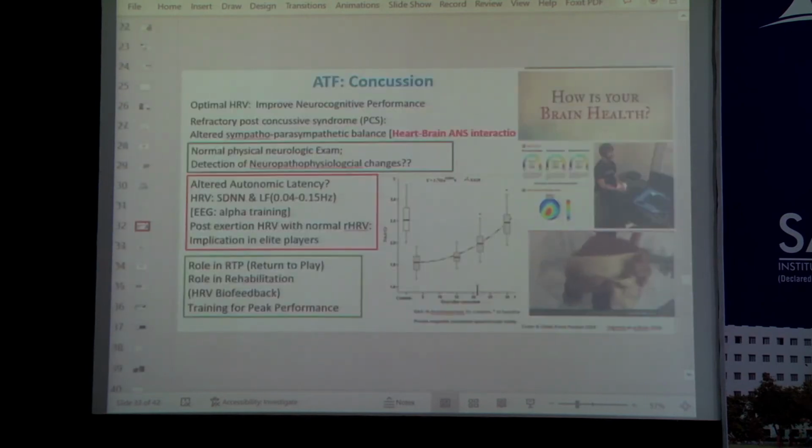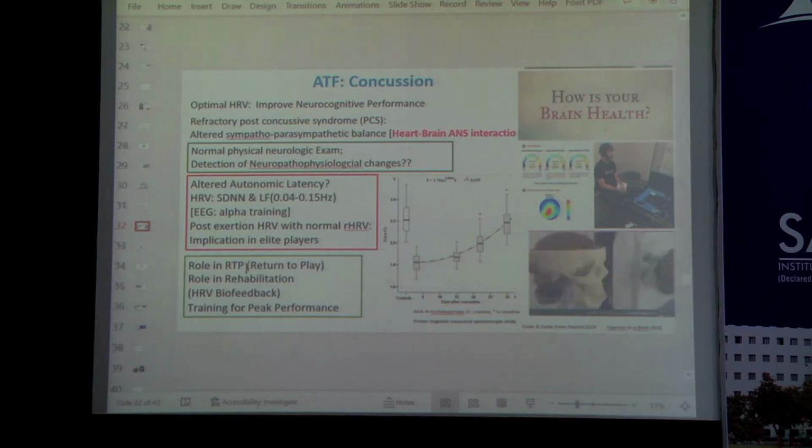Concussion is also now coming up a lot. HRV is one of the important things in concussion. Concussion is heavily dependent on autonomic patterns because the heart-brain autonomic axis is there. So HRV will play an important role, because you can certify whether a particular player is fit for returning to play or not, not only on the neurochemistry.